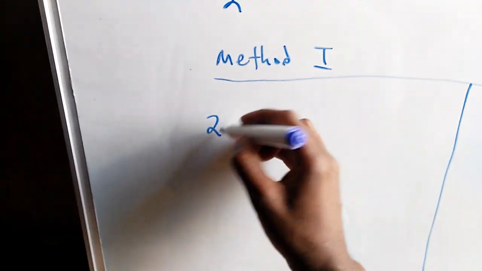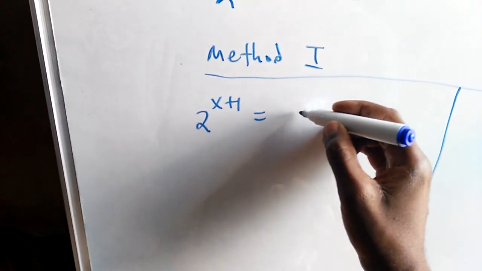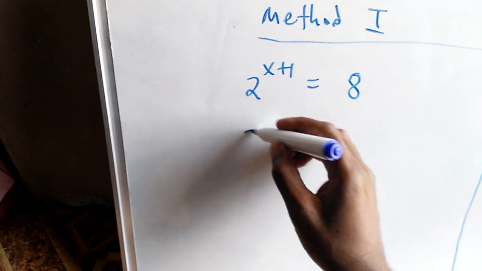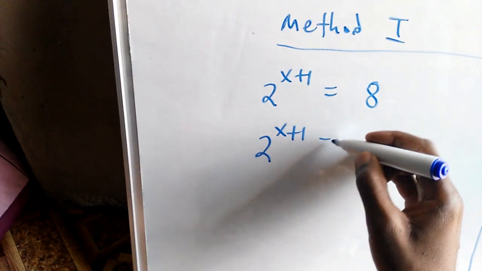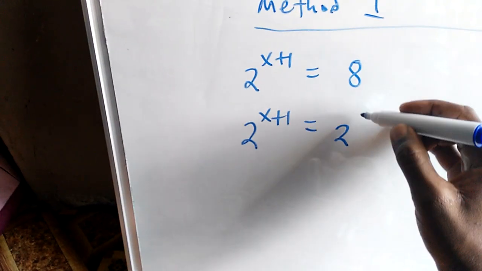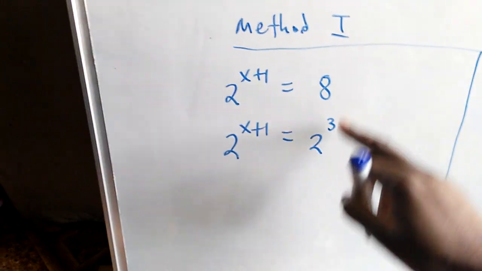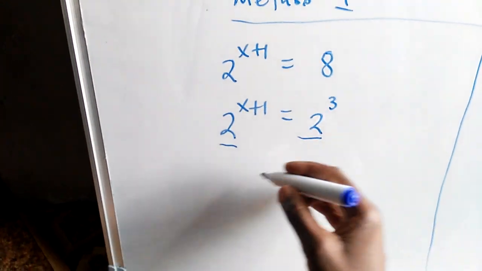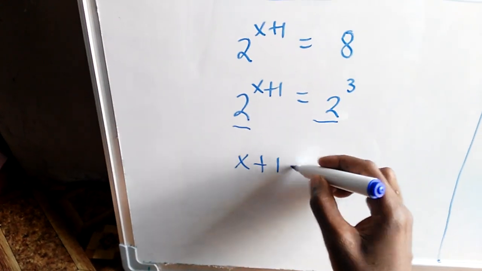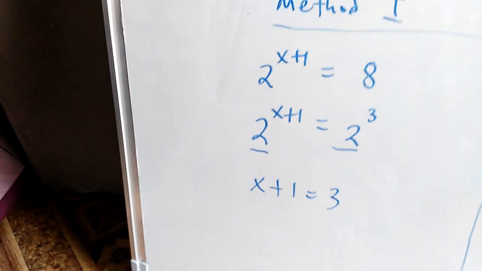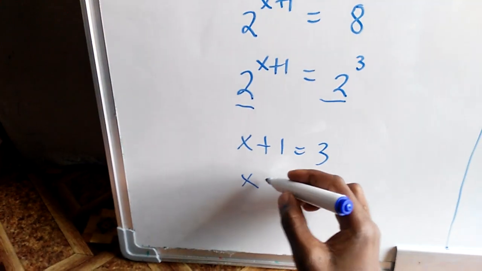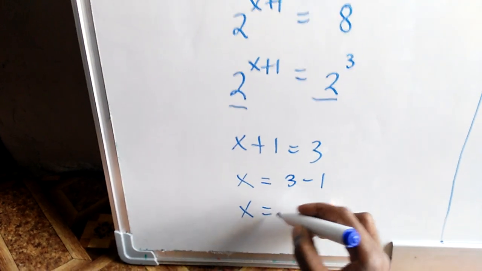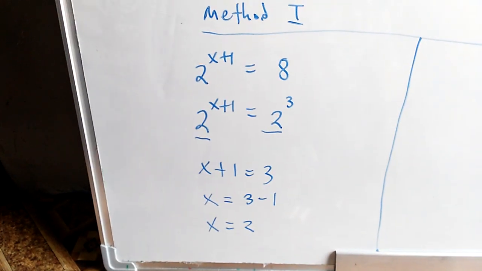I would say 2 to the power x plus 1 being equal to 8. You play around with the 8 so that you raise it to the power, being equal to 2 to the power of 3. This is the same as that. We're not changing anything. If the bases are the same, we get now the value of x plus 1 being equal to 3. And then x will therefore equal 3 take away 1. Therefore, your x becomes 2.